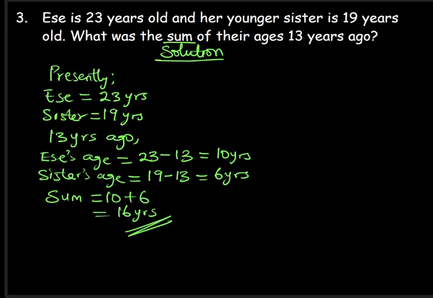Now, please pay attention to this. You will not just sum the present ages to give you the sum of their ages 13 years ago. 13 years ago, you need to know their individual ages. After knowing their individual ages 13 years ago, you can now add the ages to give you the sum of their ages 13 years ago.